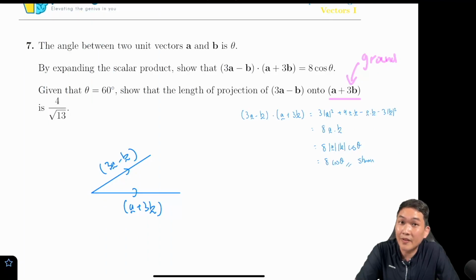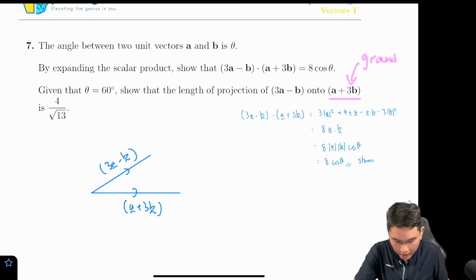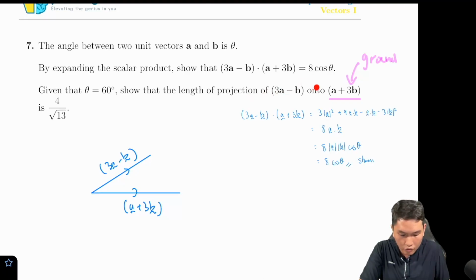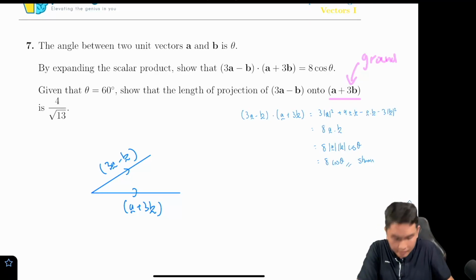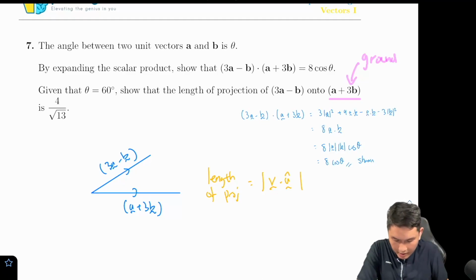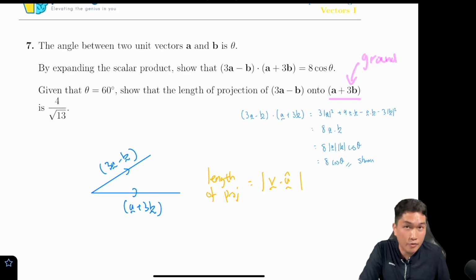Welcome back. Now we have to find the length of projection of 3a minus b onto a plus 3b. Now remember the analogy I gave earlier on? We're always going to cast a projection of a shadow onto the ground. So we can think of this as the vector that runs along the ground. And remember the formula for length of projection? It's going to be vector v, which in this case is our 3a minus b, dotted with the unit vector of the vector that runs along the ground, which is the unit vector of a plus 3b.